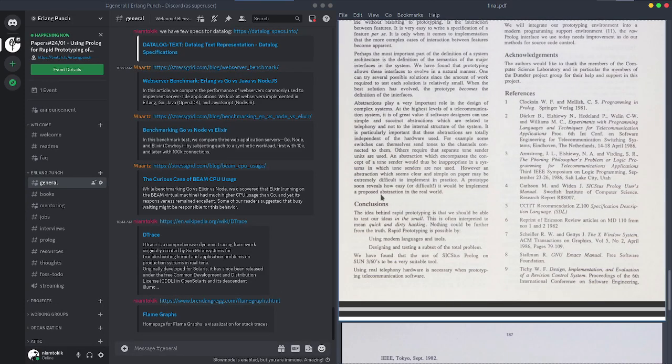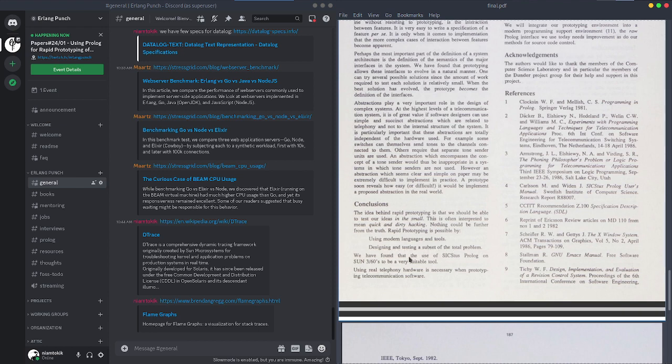The conclusion. The idea behind rapid prototyping is that we should be able to test our ideas in the small. This is often interpreted to mean quick and dirty hacking. Nothing could be further from the truth. Rapid prototyping is possible by using modern languages and tools, designing and testing a subset of the total program.